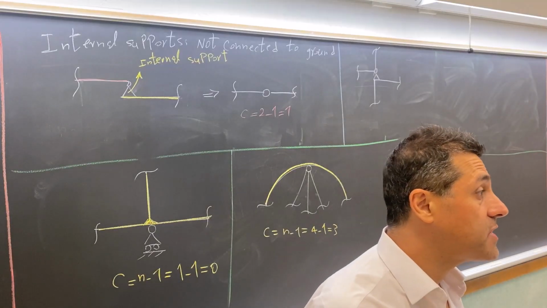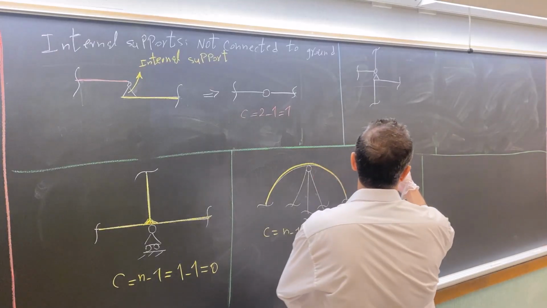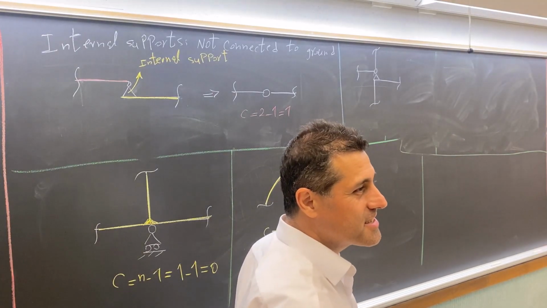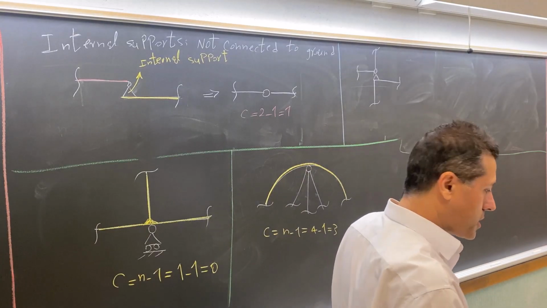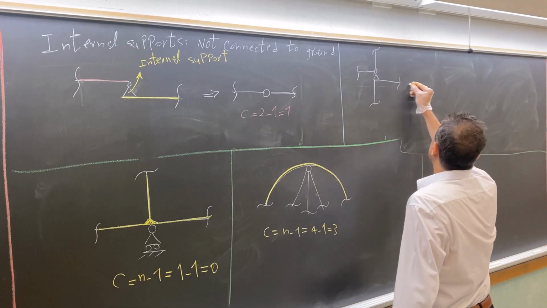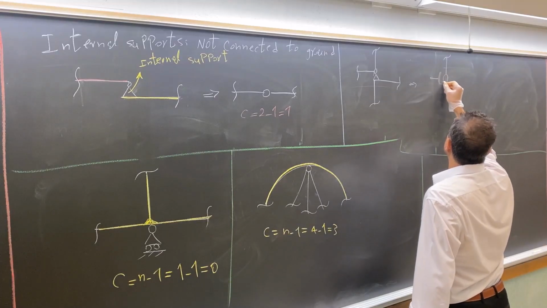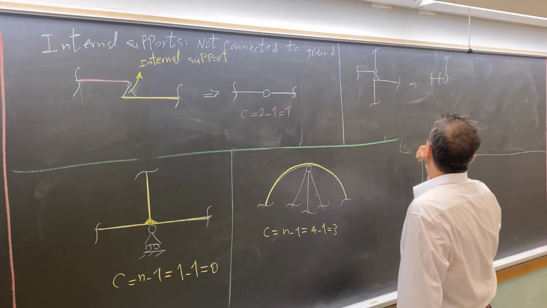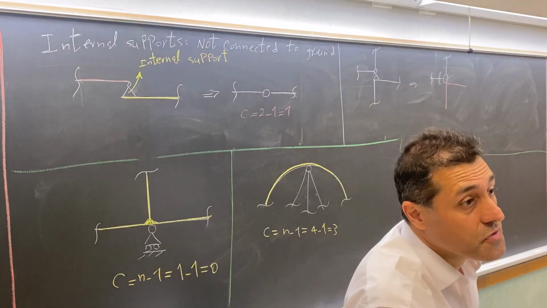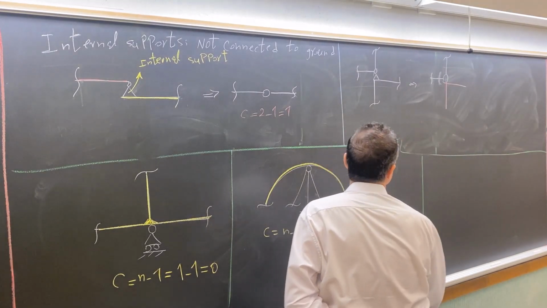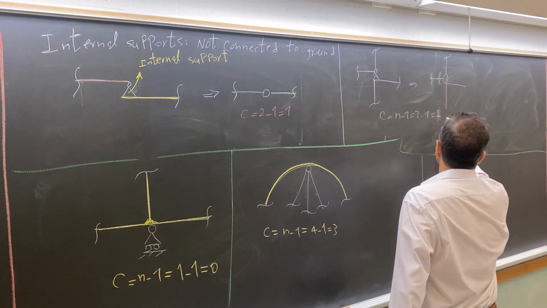How many elements we have here? Okay. First, to avoid confusion, you need to replace it with a pin. Okay, let's do it. We have one element here, and a single element here. So 3 elements. So number of condition equation is 2.